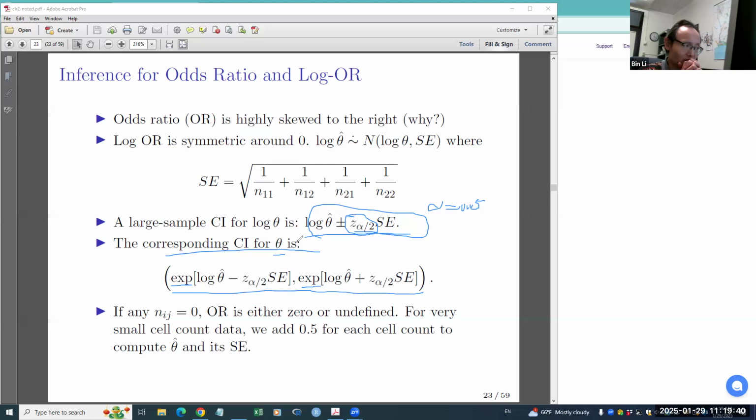Okay, so the odds ratio confidence interval is not symmetric, but it is symmetric at the log scale. I mean, at the log scale it's symmetric around the log odds ratio, but in this one it's not, because we take the exponential.